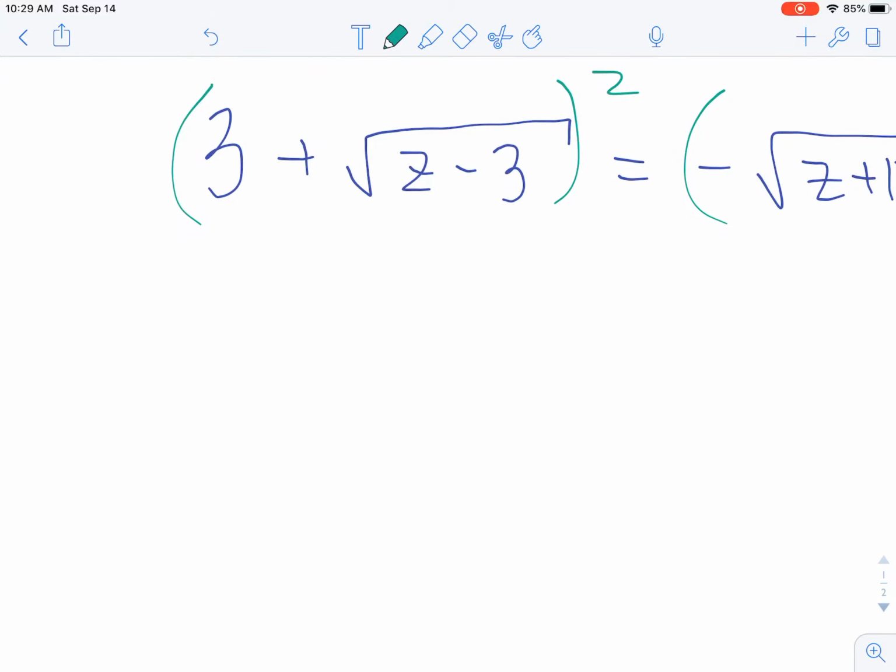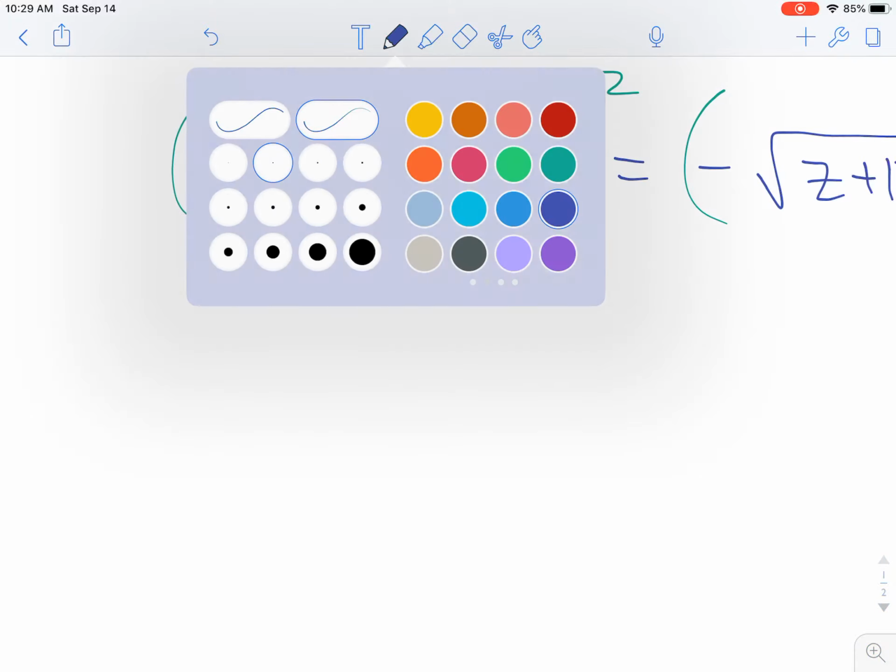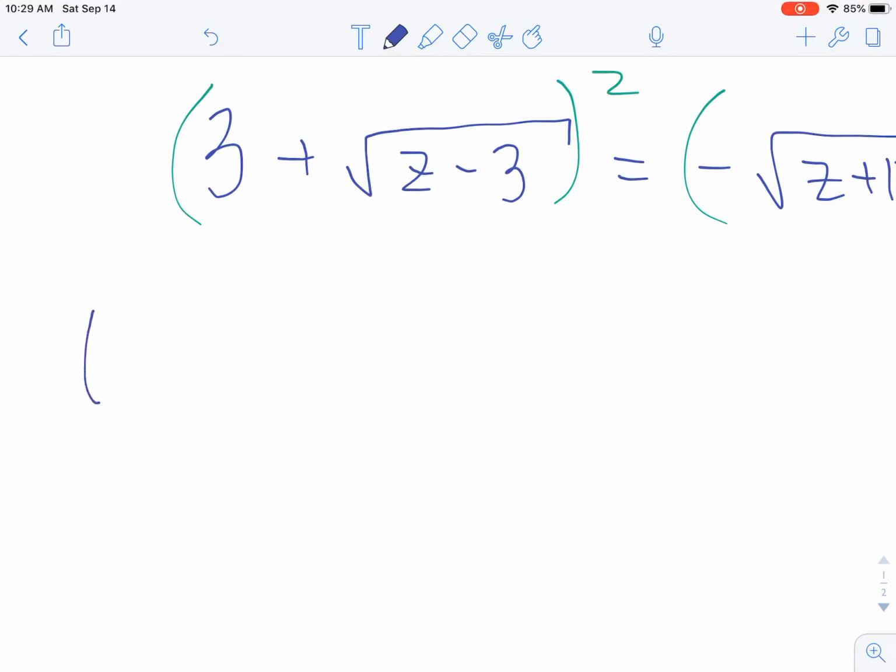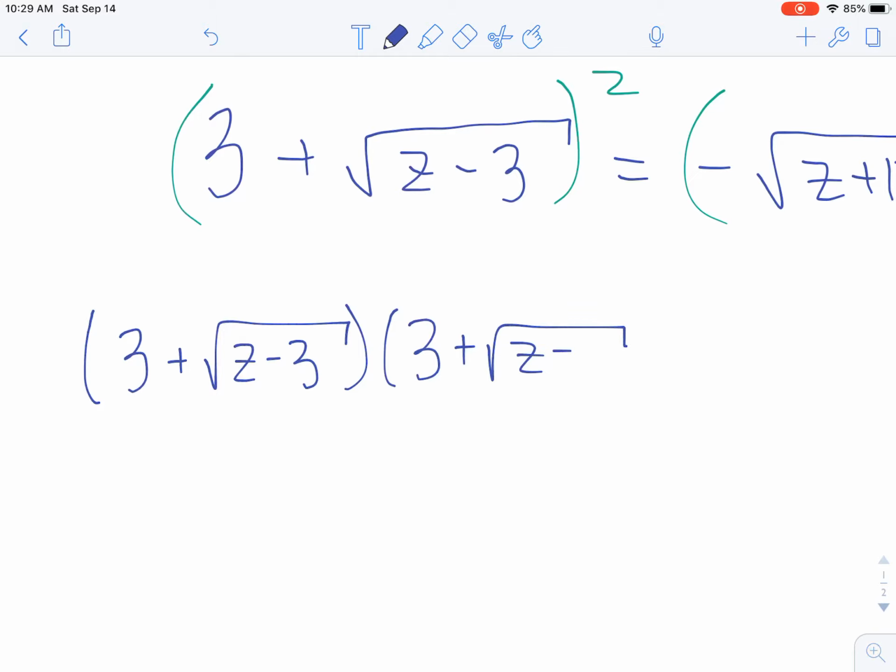So here we can either use a pattern for a square of a binomial, or we can use the FOIL method, where we write the binomial twice and then we FOIL. So I'm going to go with that first. So we are writing the binomial twice, and now we will be able to FOIL.